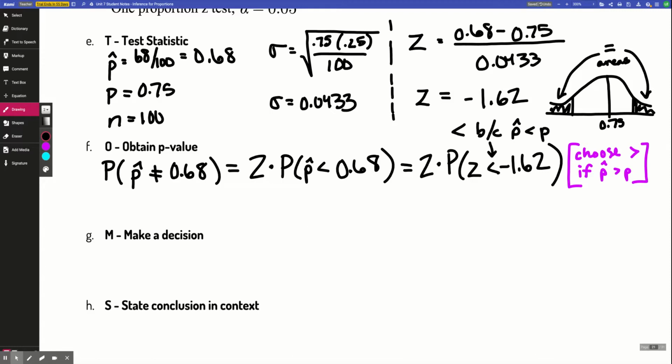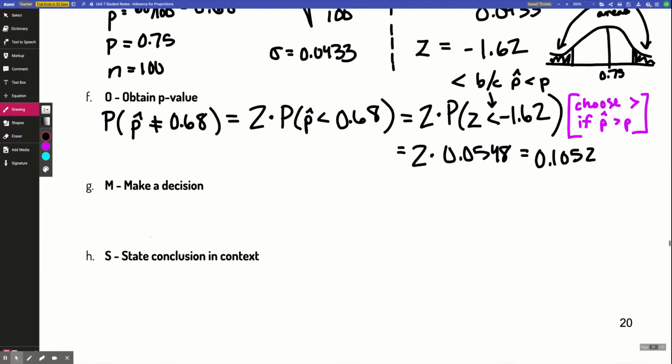I did this part by plugging this into my calculator. I didn't want to have to use my z table for this. So the probability that z is less than negative 1.62 is 0.0548. If I multiply that value by 2, I get 0.1052, which is definitely greater than my alpha value.